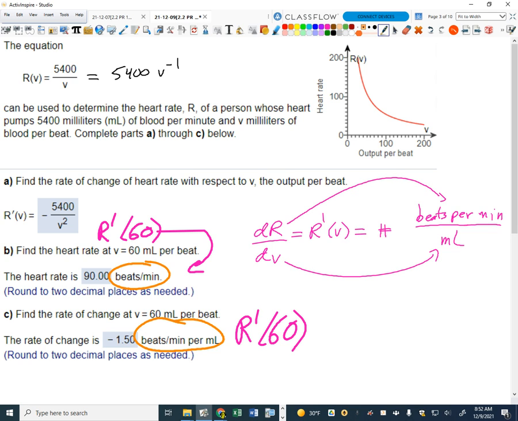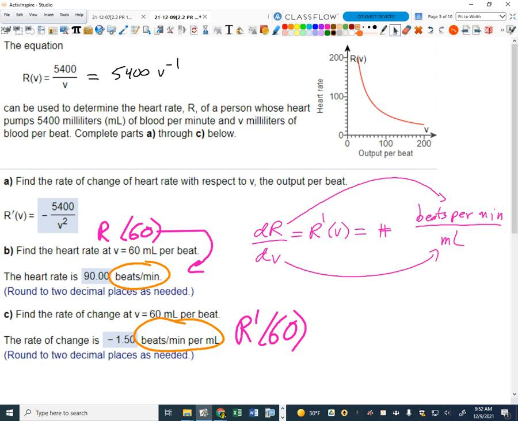This is just part B. This just wants us to find heart rate at V equals 60. Well, that's what gives us heart rate right there. Okay? Everybody see that? So all we're doing is plugging 60 into the original function, R of V. So this is R of 60. And what would the units be?